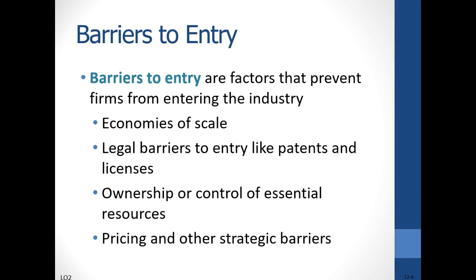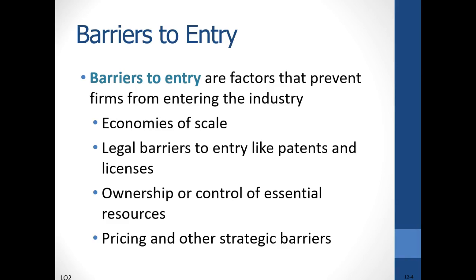Ownership or control of essential resources is another barrier to entry. International Nickel Company of Canada, now called Inco, used to control about 90% of the world's nickel reserves, and De Beers, a South African company, controls most of the world's diamond supply. Professional sports leagues control player contracts and leases on major city stadiums.